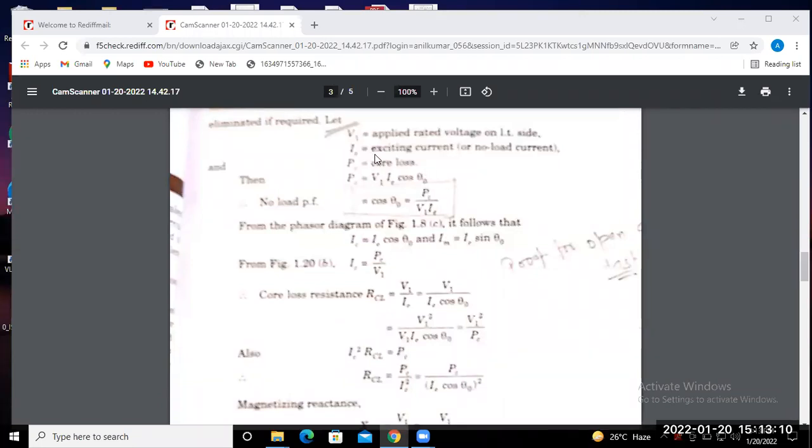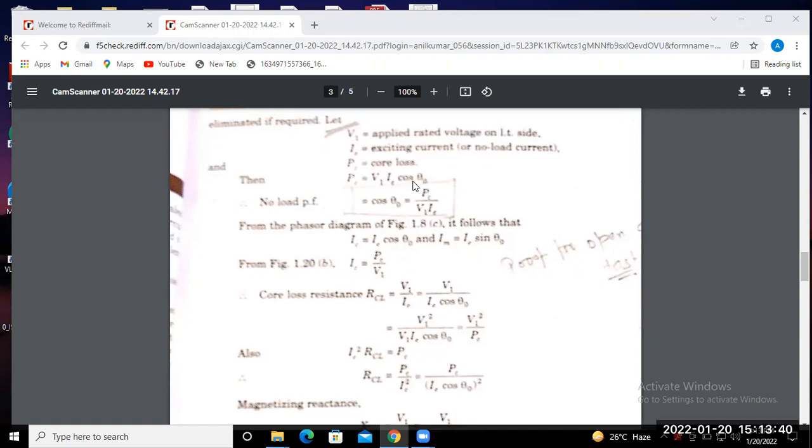So V1 is nothing but the applied rated voltage of the LV side. That means the low voltage side. Okay. And exciting current or no load current is represented by IE. Okay. And core loss power is represented by P suffix C. So core loss is nothing but VI cos theta. Okay. So V is your V1 and I is your exciting current IE, cos theta 0. Cos theta 0 is the no load power factor.